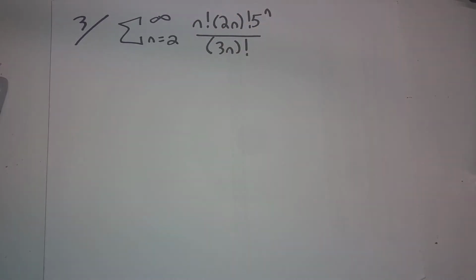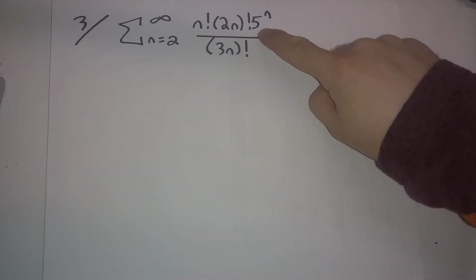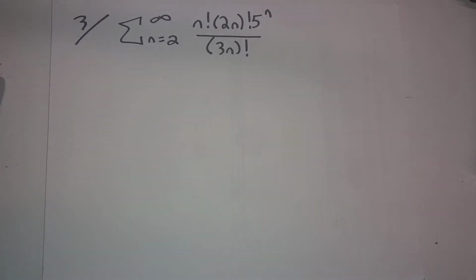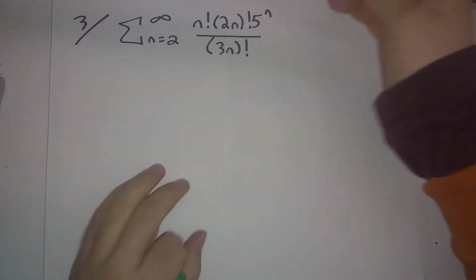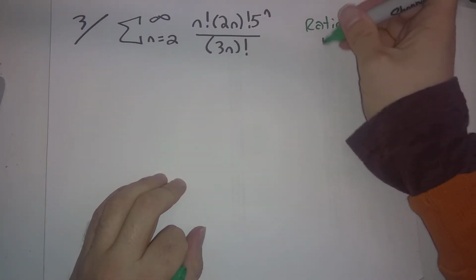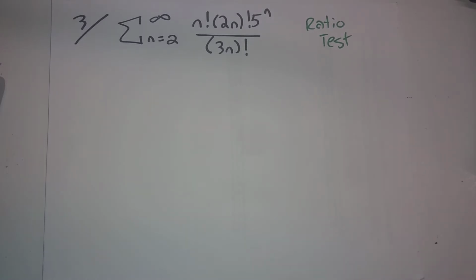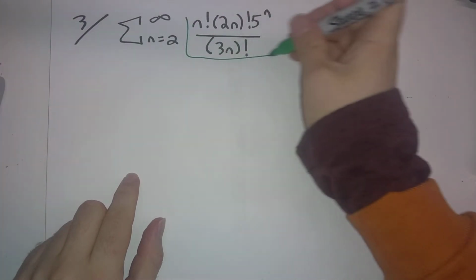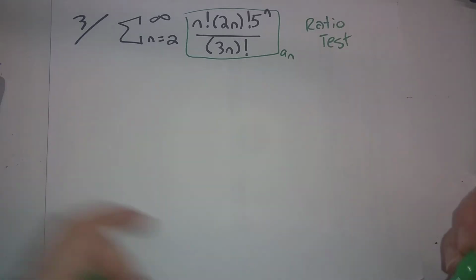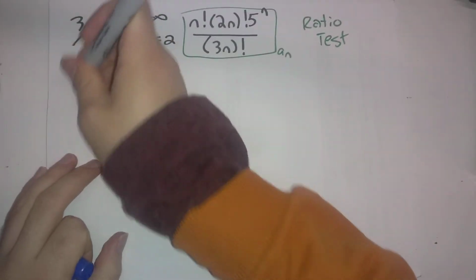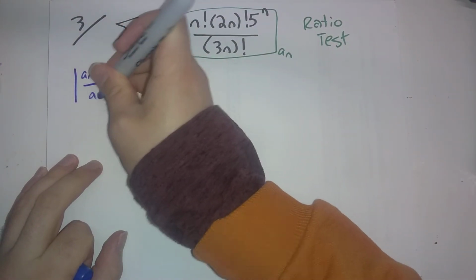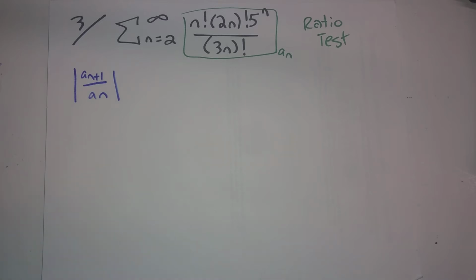One feature is I see factorials, and I also see a constant raised to the nth power. So that very much says that we should think about using the ratio test. The ratio test is great for both of those cases, factorials and for constants raised to the nth power. So I'll call all of this a sub n. And so we'll do the limit as n goes to infinity of the absolute value of the ratio of a sub n plus 1 divided by a sub n.